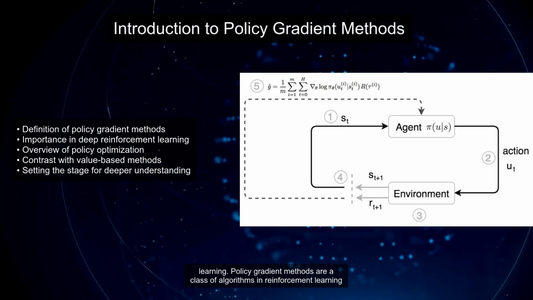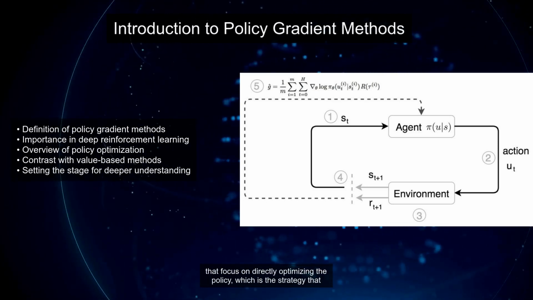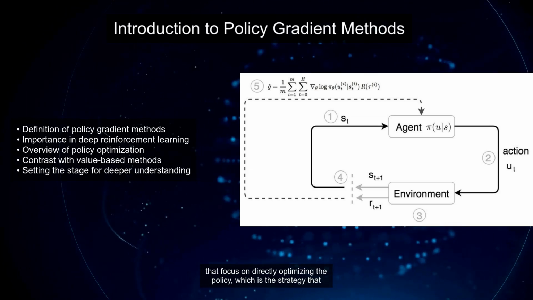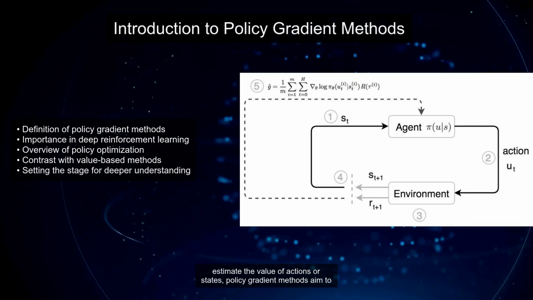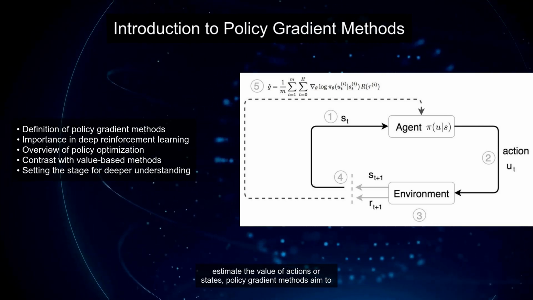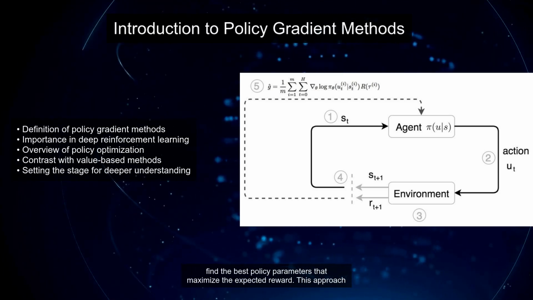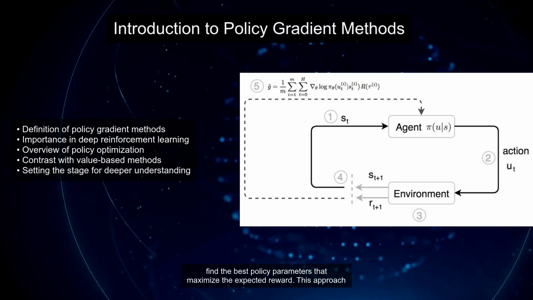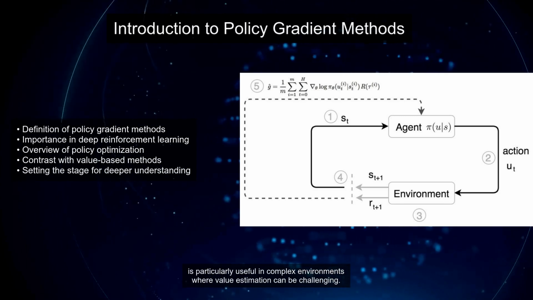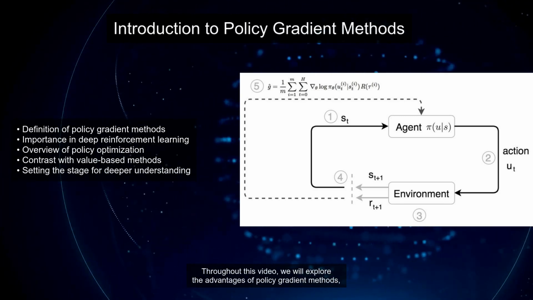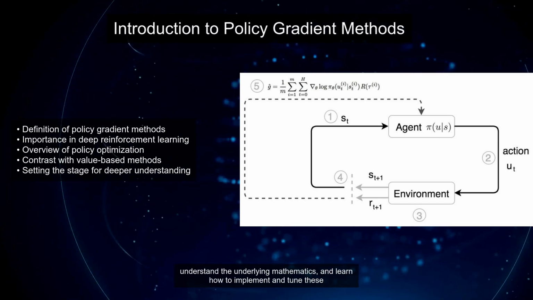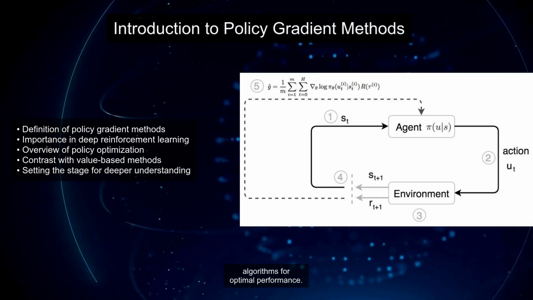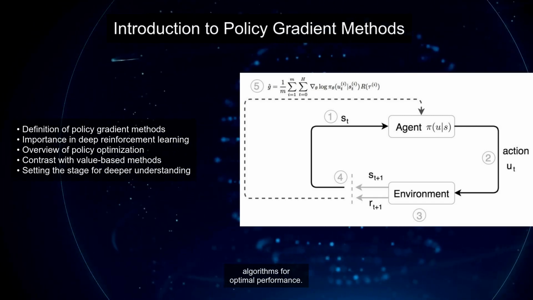Policy gradient methods are a class of algorithms in reinforcement learning that focus on directly optimizing the policy, which is the strategy that an agent follows to make decisions. Unlike value-based methods, which aim to estimate the value of actions or states, policy gradient methods aim to find the best policy parameters that maximize the expected reward. This approach is particularly useful in complex environments where value estimation can be challenging. Throughout this video, we will explore the advantages of policy gradient methods, understand the underlying mathematics, and learn how to implement and tune these algorithms for optimal performance.